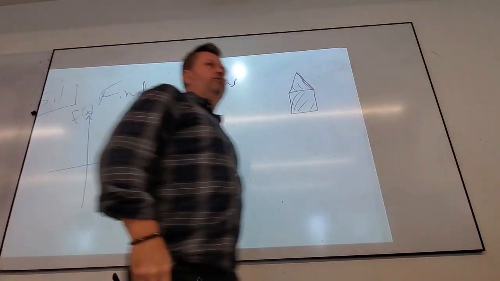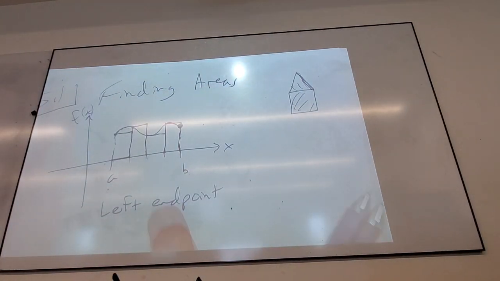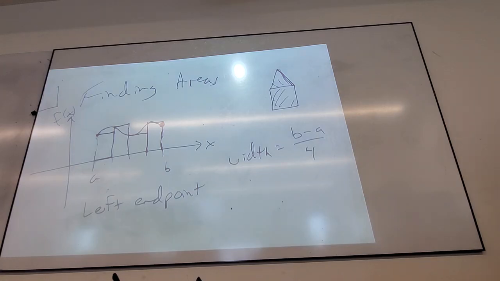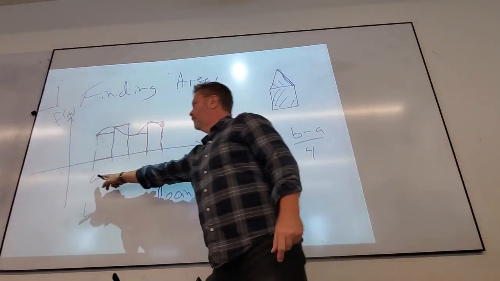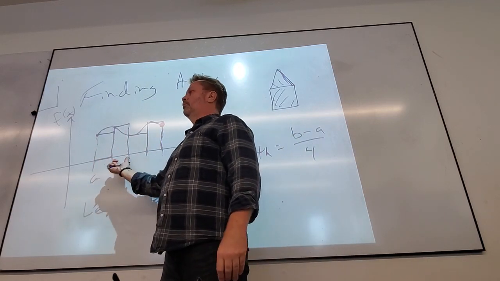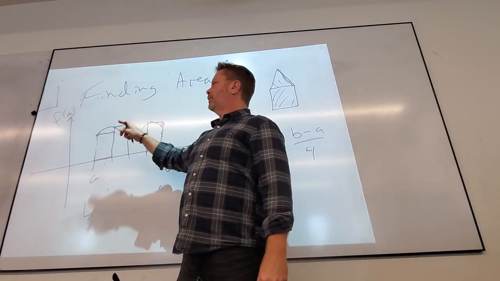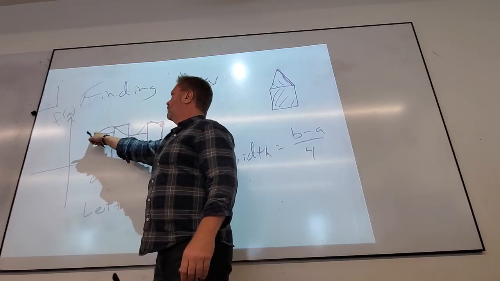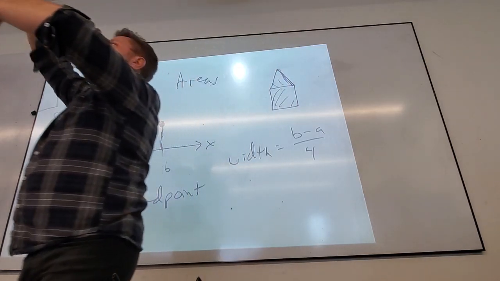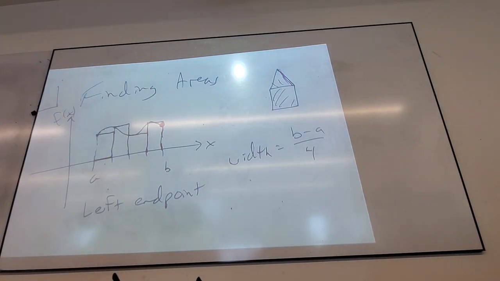And how many rectangles am I using in this case? 4. So it will be B minus A divided by 4. So this is 7 and this is 11. It would be 11 minus 7 is 4, divided by 4. They would each be 1 wide. How do I figure out how tall they are? Well, I have to be given the function, and then I just plug in and figure out how tall it is, based on the function output at the point I decided to use.